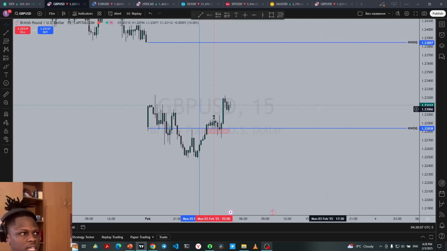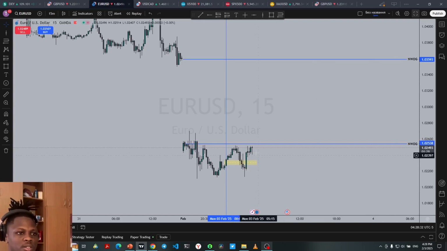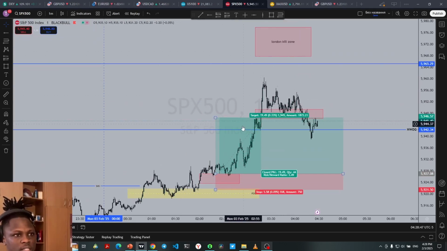I wasn't seeing some kind of nice movement on the forex markets because GBP was doing the opposite when it was retracing to this fair value gap, pushing higher. The euro was trading even lower. So I didn't see really clean price action on these pairs. So what I ended up doing, you can see, I entered some buys on the SP 500 this London session.